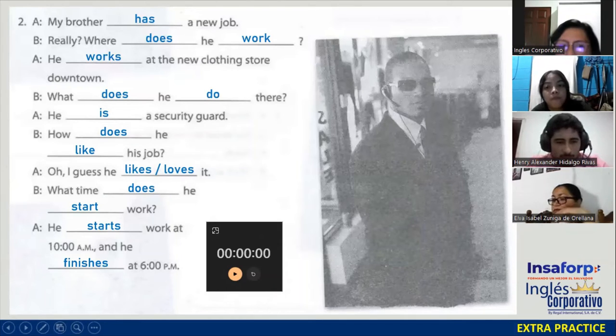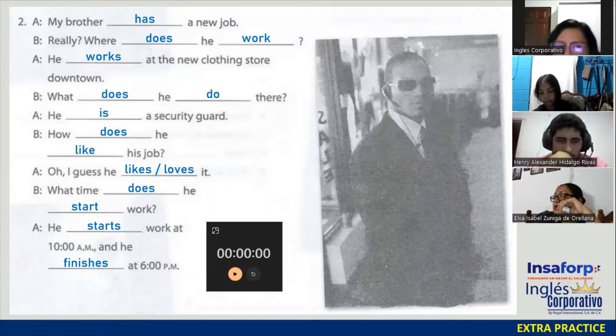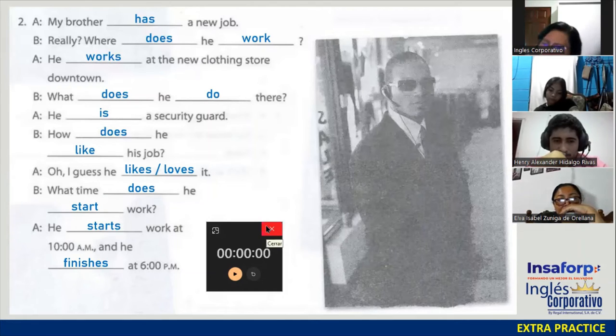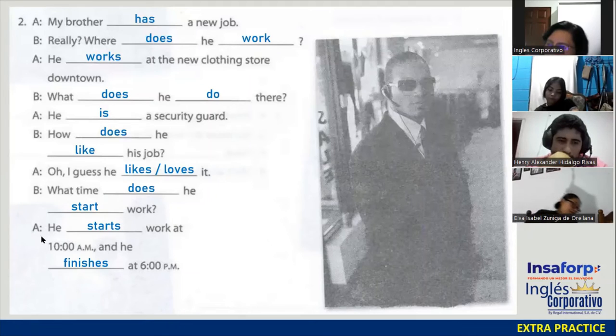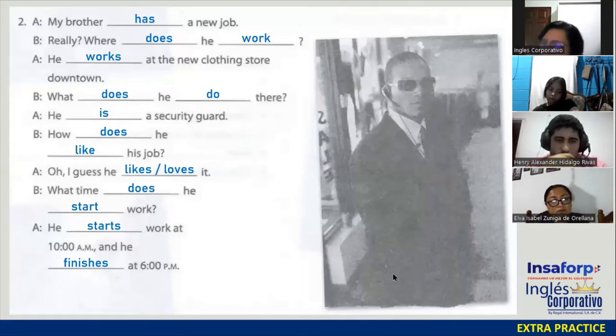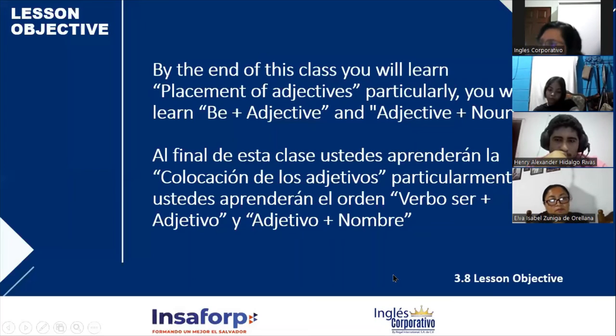Excellent. Okay. Now, questions, preguntas, chicos, relacionadas con eso, porque vamos a iniciar un tema. Questions about questions in present simple? No? Okay, very good. Let's move on then. Vamos a movernos a otro tema. So we're going to start working with this.